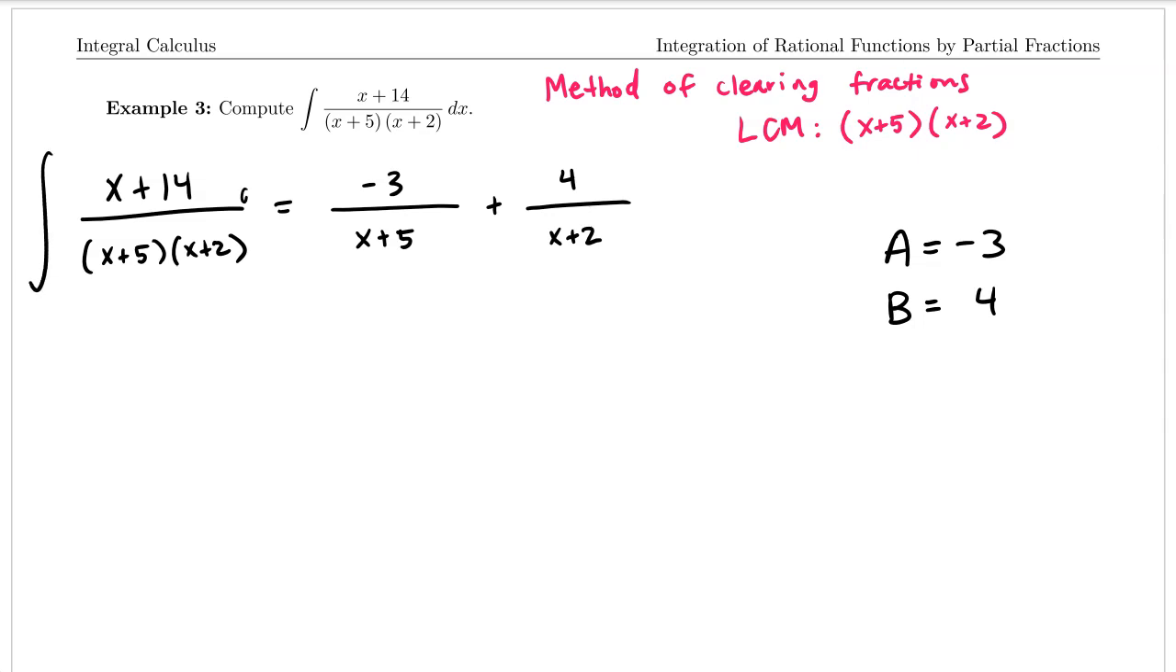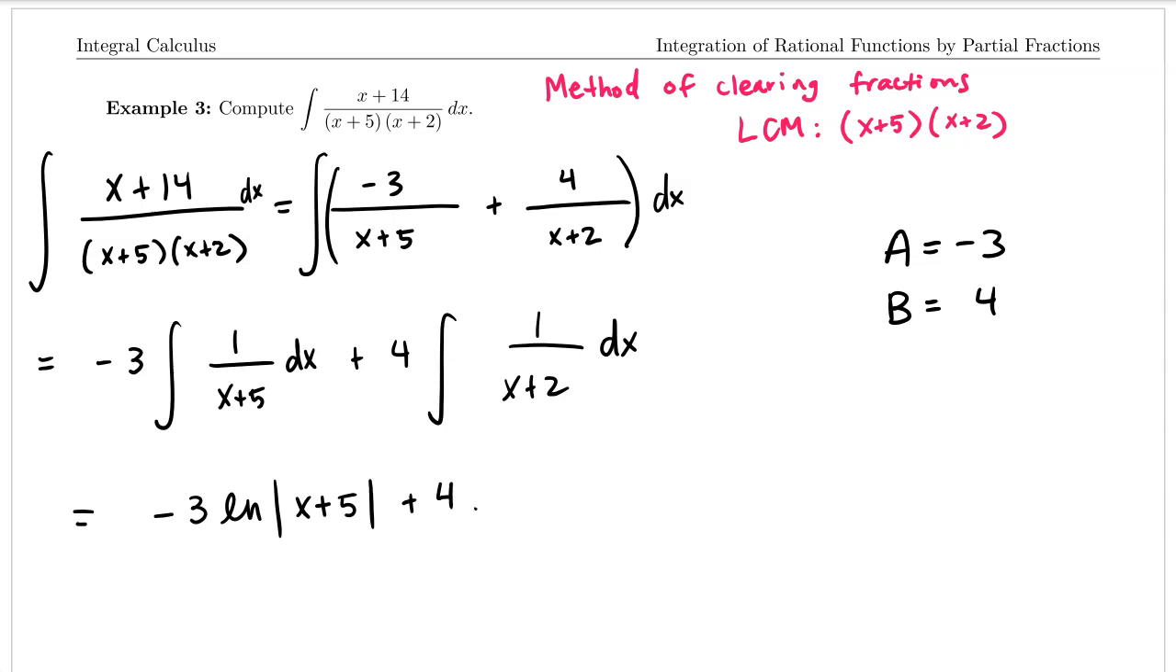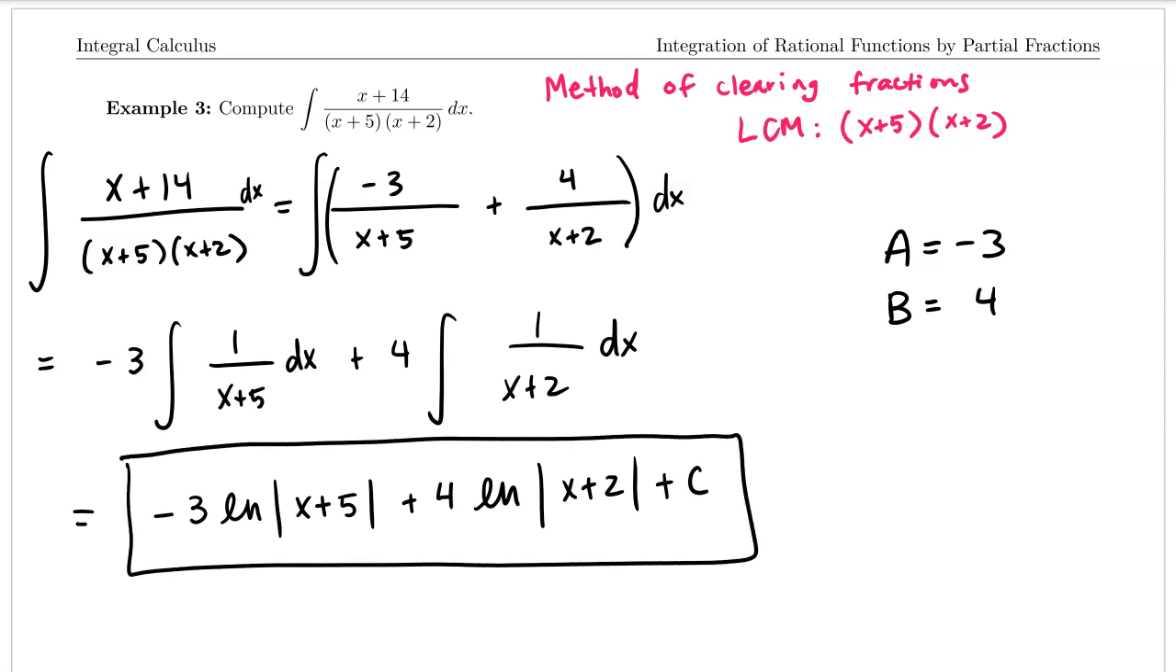If I want to integrate this thing, then that is equal to integrating this thing. Now I can split that up into two integrals, and I can also factor out the constants. And so our final answer is negative 3 times the natural log of the absolute value of x + 5, plus 4 times the natural log of the absolute value of x + 2, plus our constant of integration. And here is our final answer.